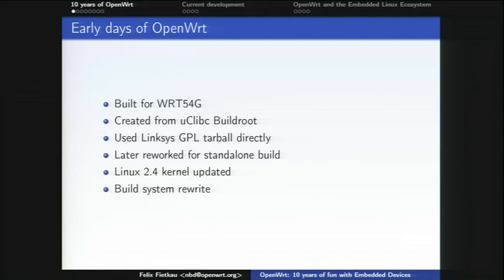And this was done in the early days based on the uClibc buildroot, which was a pretty small and flexible environment to quickly bring up code for a new target. And uClibc had the advantage of being much smaller than glibc, which I think the initial device used.